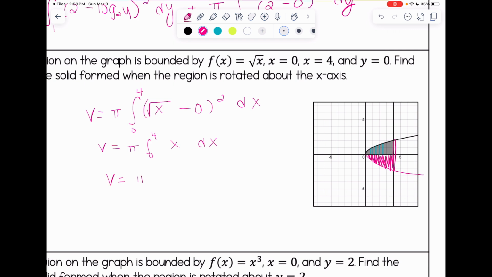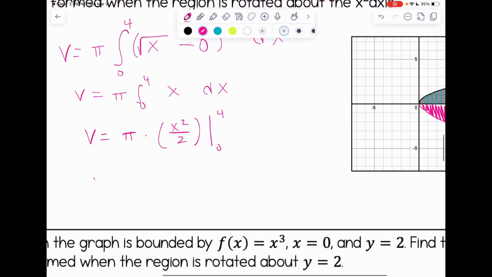So now what I'm going to do is find the antiderivative, which is x squared over 2, and evaluate that using our bounds. I'm going to substitute the bounds in using the fundamental theorem of calculus. When I do that, we are going to have 16 over 2, which is 8, minus 0. And we're going to get our answer to be 8 pi.